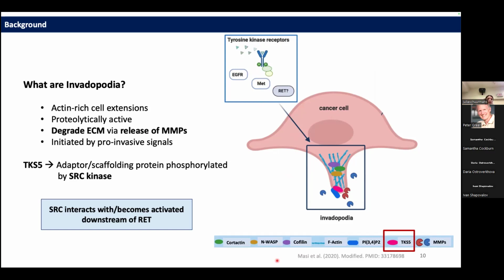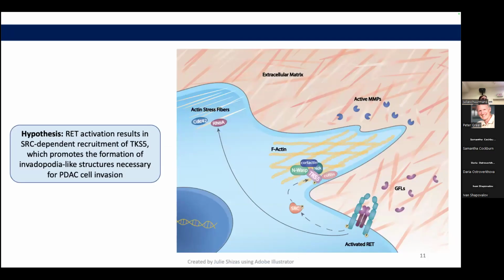So TKS5 specifically is an adapter scaffolding protein that has been shown to play an important role in the initiation of invadopodia, specifically the formation of protein complexes with proteins that are important for the maturation and the building of the actin. And interestingly for us, TKS5 is phosphorylated, a substrate of Src kinase. And previously it's been shown that Src becomes activated and interacts with RET. So this brings me to my hypothesis, which is that RET activation results in Src-dependent recruitment of TKS5, which in turn promotes the formation of invadopodia structures necessary for PDAC cell invasion.